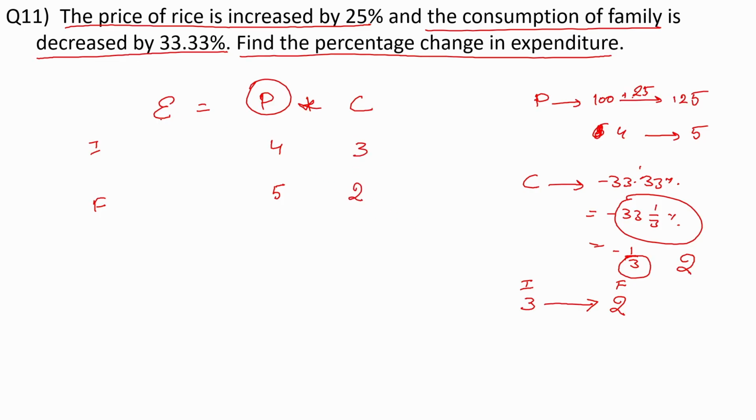So in order to get the expenditure, I would multiply these two. So 4 into 3 gives me 12 and 5 into 2 gives me 10. So the initial expenditure is 12 rupees and the final expenditure is 10 rupees.